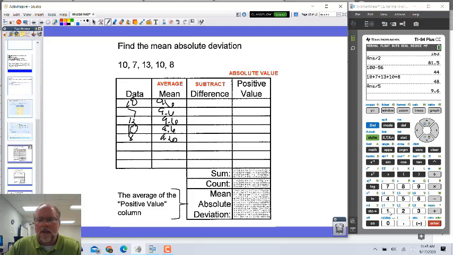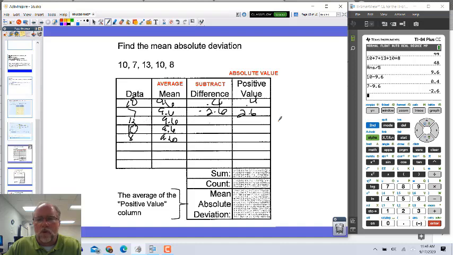So I'm going to come over here on my calculator. I'm going to do 10 minus 9.6, enter, and I'm going to write that down, 0.4. And then I'm going to do the next one. 7 minus 9.6, enter, and I get negative 2.6. But what I want is the positive difference, so I'm not going to pay any attention to that negative. So this positive value was 0.4, this positive value was 2.6.